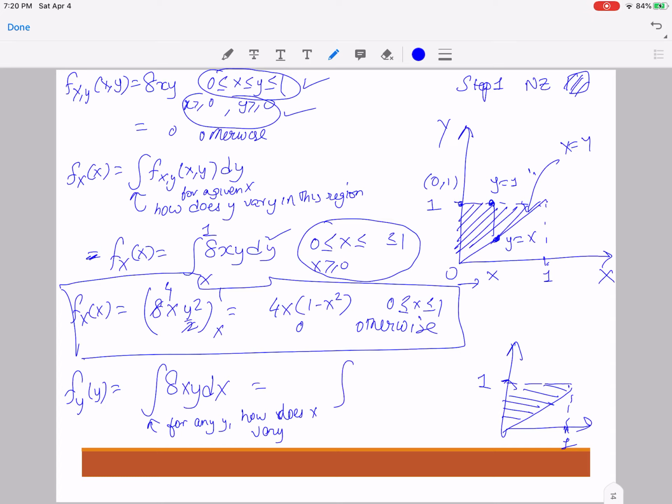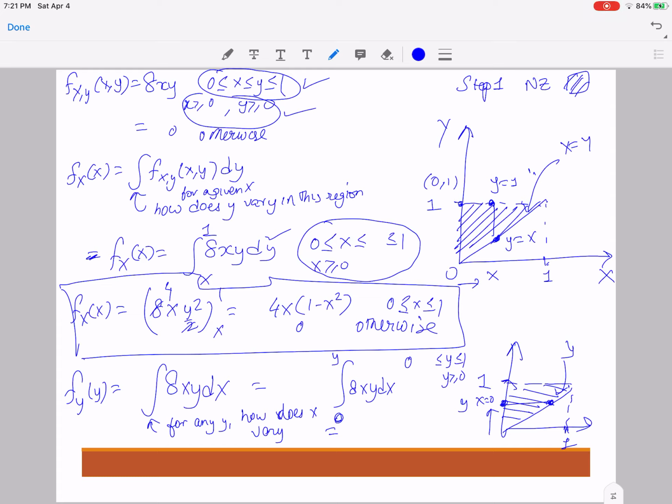And we'll identify the limits as, for any y, x varies from 0 all the way to y. So the limits are from 0 to y, 8xy dx. And because I'm integrating x out, x will disappear from the non-zero probability region. So all that will remain is the marginal PDF of y.